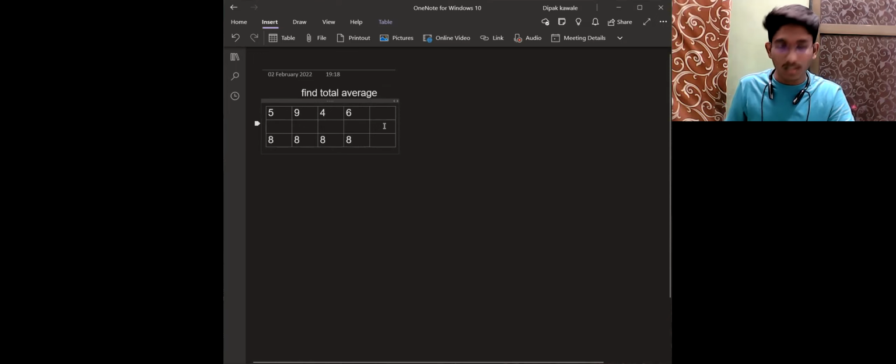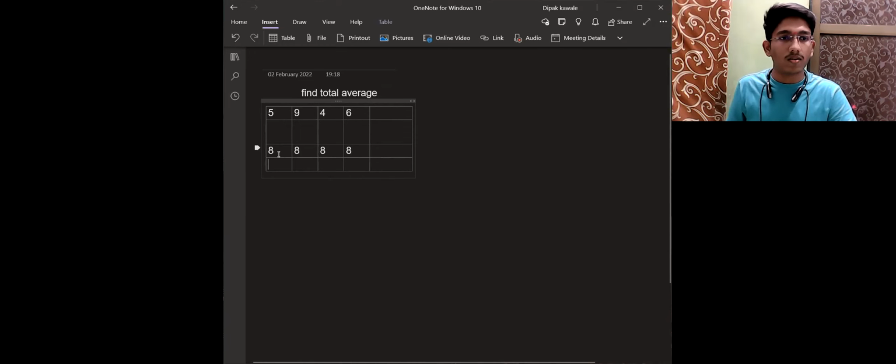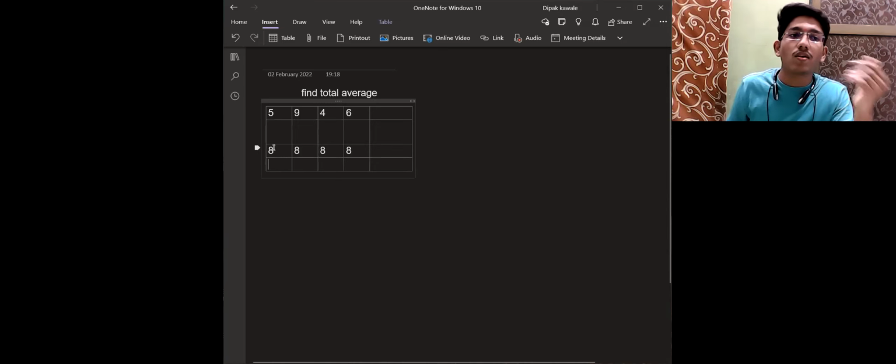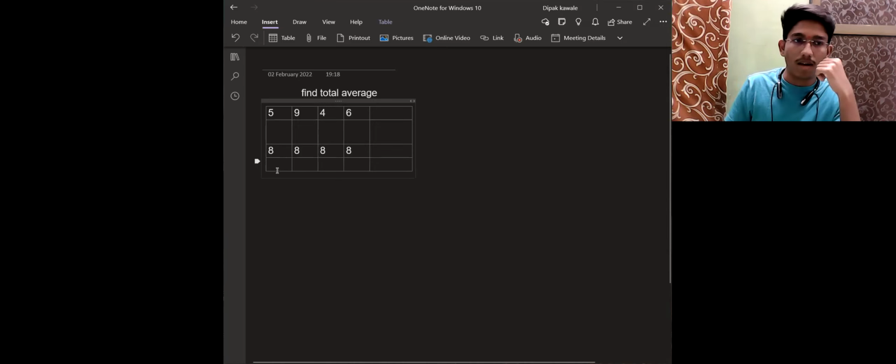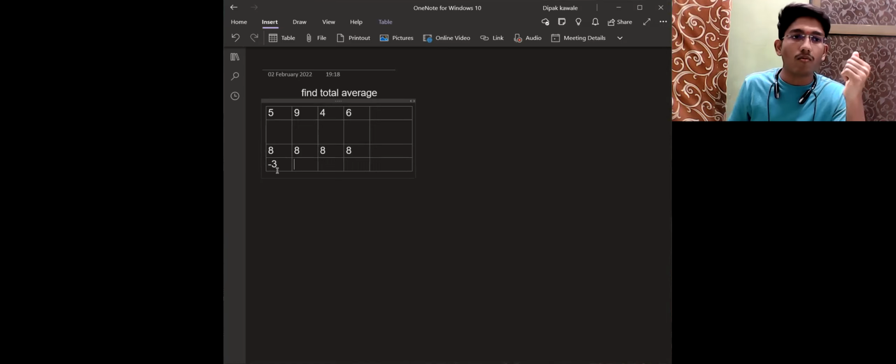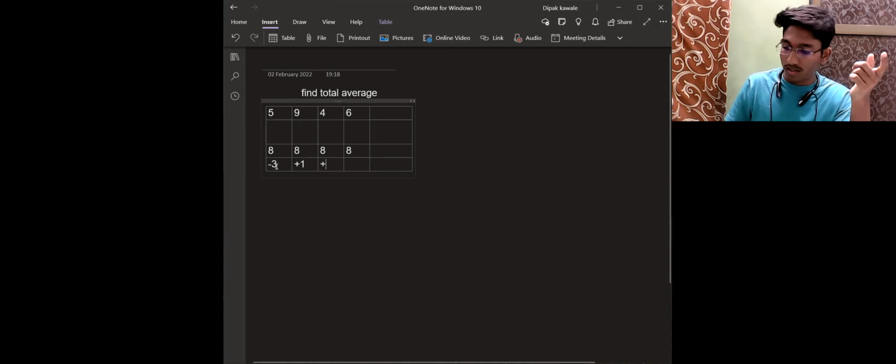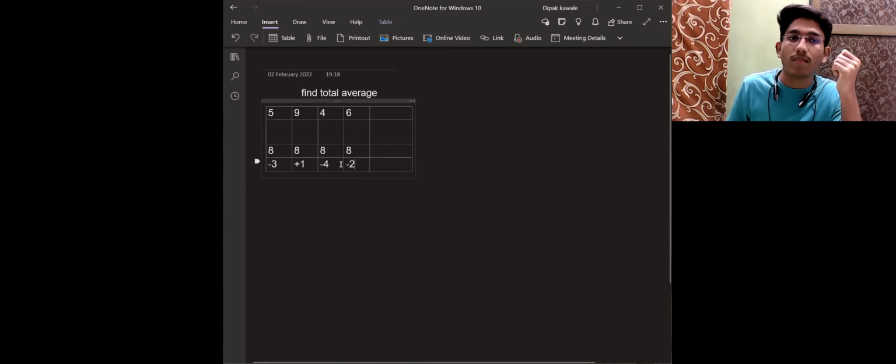Now if this is a condition, okay, so let me take 8 as the assumed average. How far is this 5 from it? It is -3. From 9, it is +1. This is 4, which is -4. And this 6 is -2. What is my total deviation? -3 plus 1 is -2, -2 and -2 is -4, and -4 and -4 is -8.